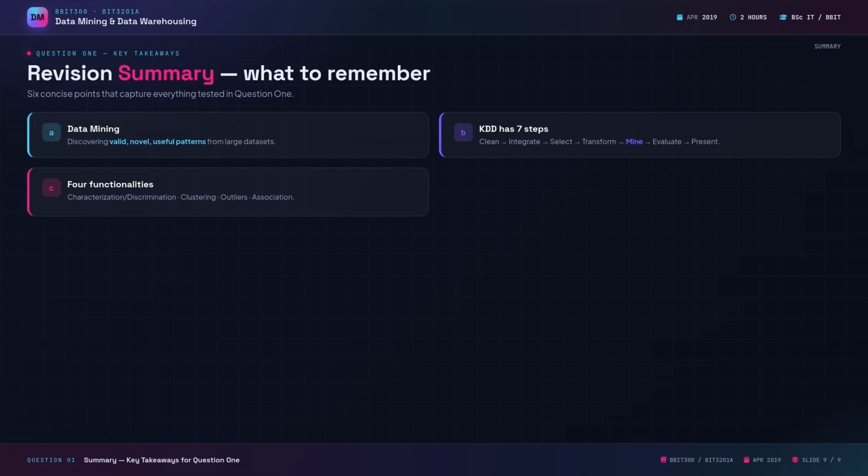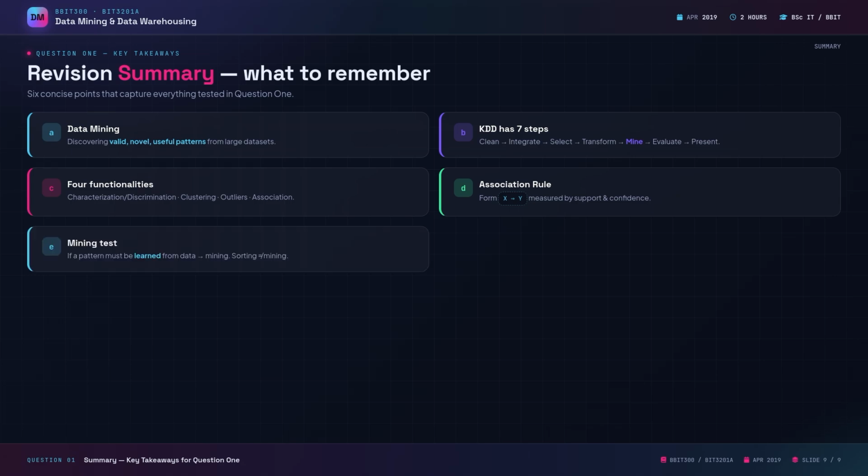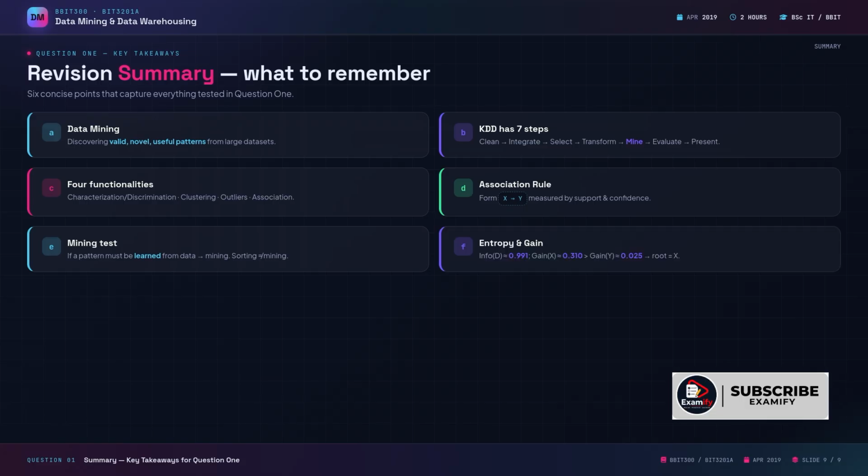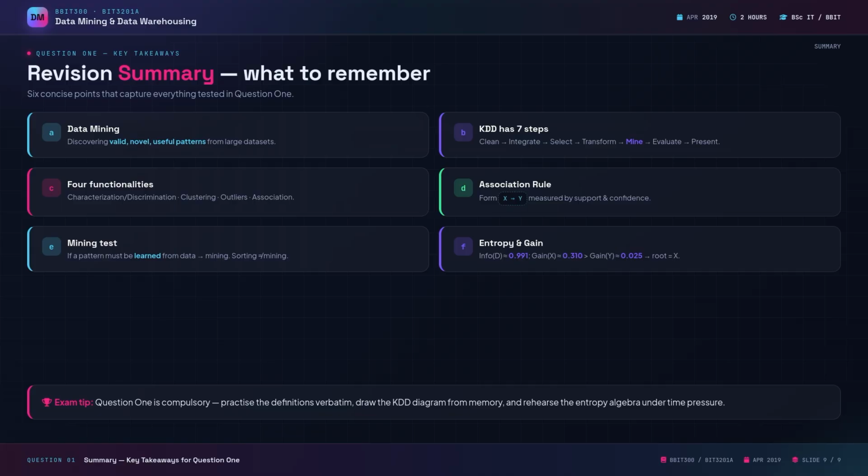Part D, the association rule takes the form X implies Y, and it's measured using support and confidence. Part E, the mining test: if a pattern has to be learned from data, it's mining; if it's just sorting or a query, it isn't. And Part F, our entropy came out to approximately 0.991, with the gain on X at about 0.310, clearly beating the gain on Y at about 0.025, which makes X the root of the tree.